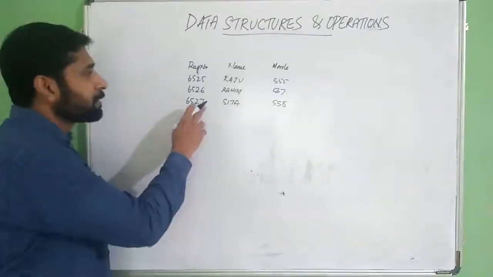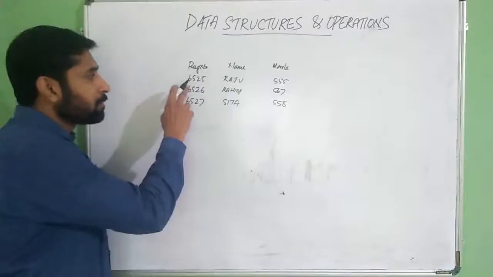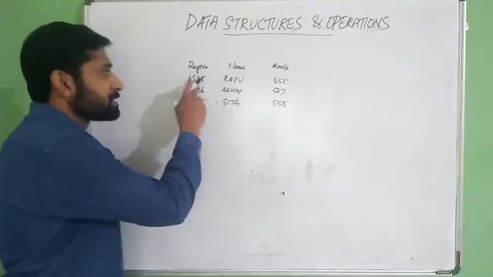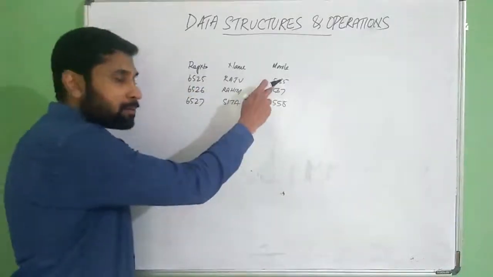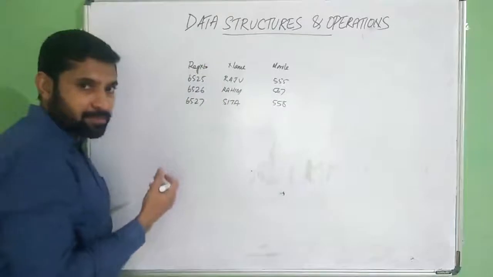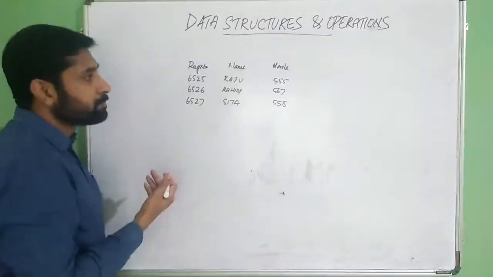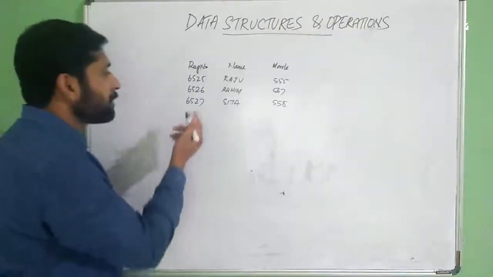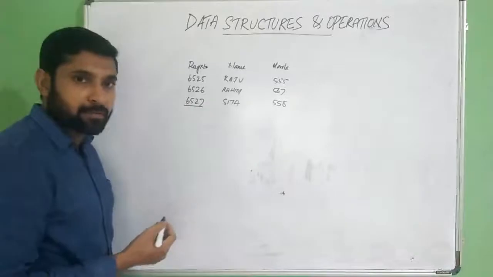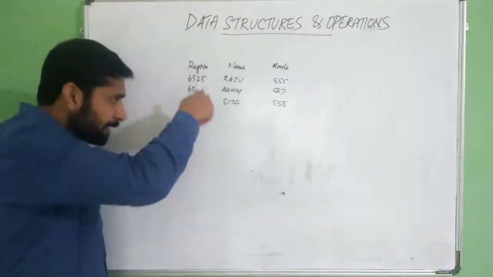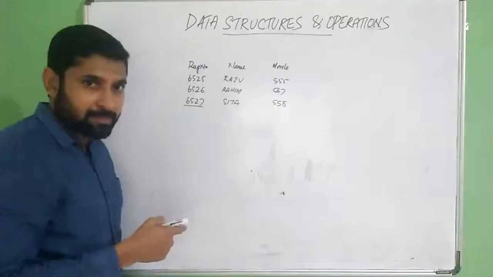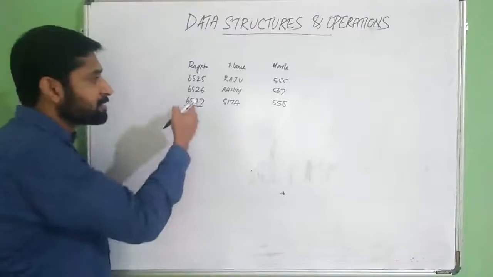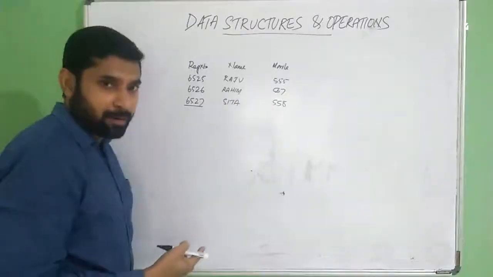See, here we are storing or organizing logically related data: register number, name of student, his mark. Suppose we want to find out the mark of a student having register number 6527 from the list. So we are performing an operation of searching. So this is an operation defined on the list of register number, name and mark.